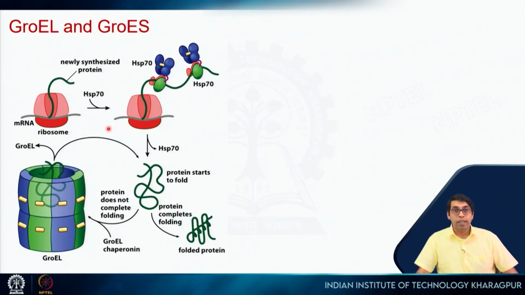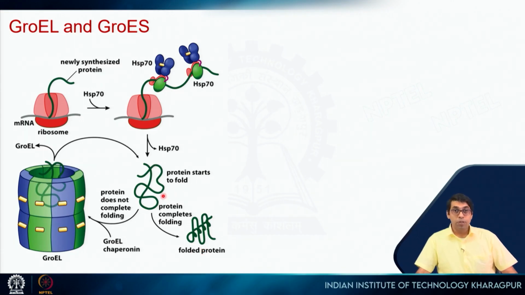Apart from that, there are another type of proteins which are called GroEL and GroES. So this is mRNA, this is ribosome, protein is getting synthesized. Now these chaperones, in this case we are seeing one particular type of chaperone called HSP70. So HSP stands for heat shock protein and 70 is its molecular weight. So it is 70 kilodalton in size. So this chaperone binds it and prevents it from aggregating. Now this chaperone will go out and it will allow this protein to fold and it will complete its folding.